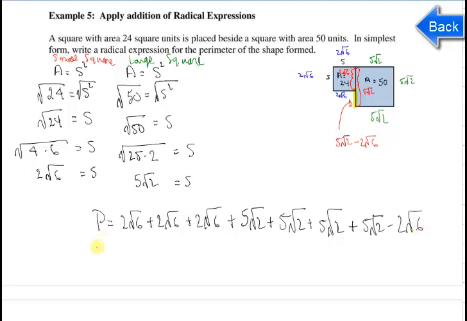Okay, so let's combine our like terms. Now they all are square roots, so our index is the same for all of them, but our radicands are not. We've got 6's, and we have 2's. Okay. So we're going to go 2 root 6 plus 2 root 6 plus 2 root 6 minus 2 root 6. So we're going to go 2 plus 2 plus 2, which is 6, minus 2, which is 4. So we have 4 root 6. And then we have 5 plus 5 plus 5, which is 15, plus 5, which is 20.